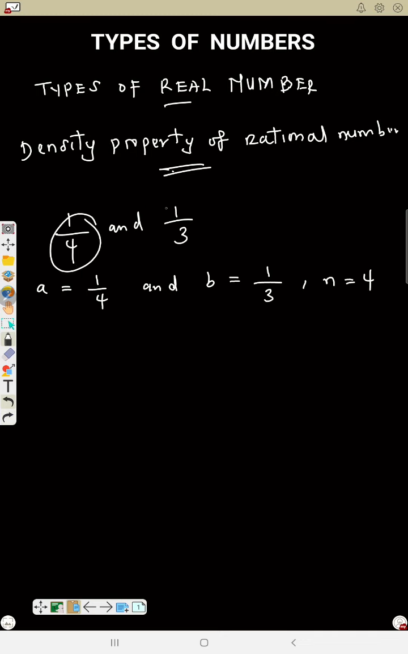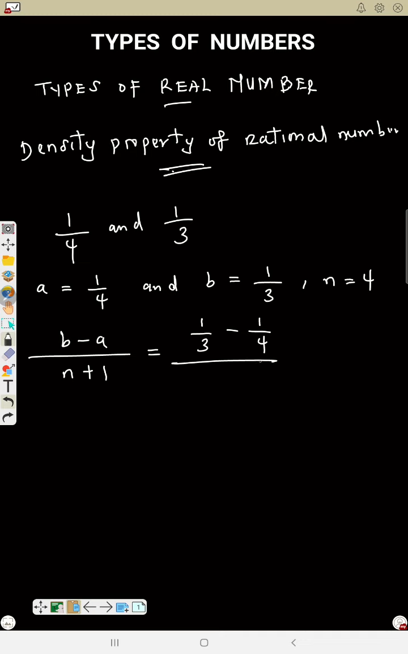A is the first number, b is the second number. So first find (b minus a) divided by (n plus 1). So that will give us, what is b? That is 1 over 3 minus 1 over 4, divided by (n plus 1). That is 4 plus 1, because n is 4.